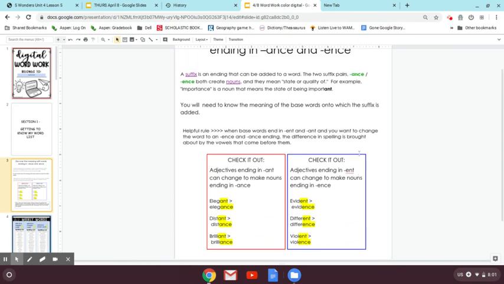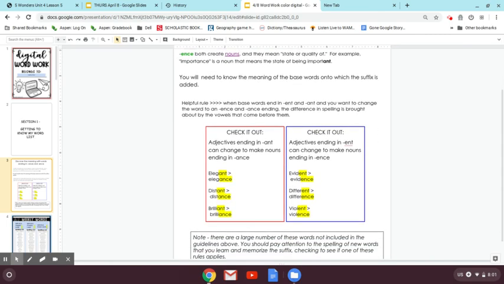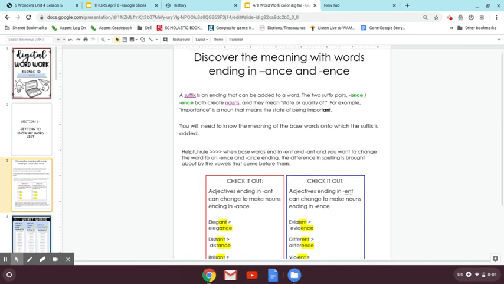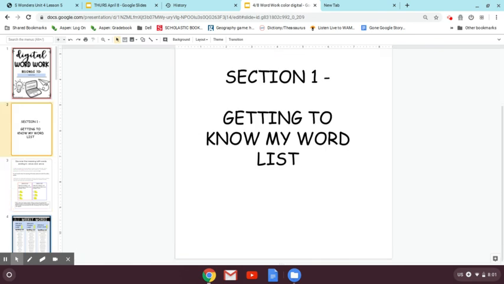Okay, I forgot to tell you that it is a suffix ending that means the state of or the quality of. For example, important, importance. Importance is a state of being important. Okay, I hope that helped you understand this digital Word Work notebook.